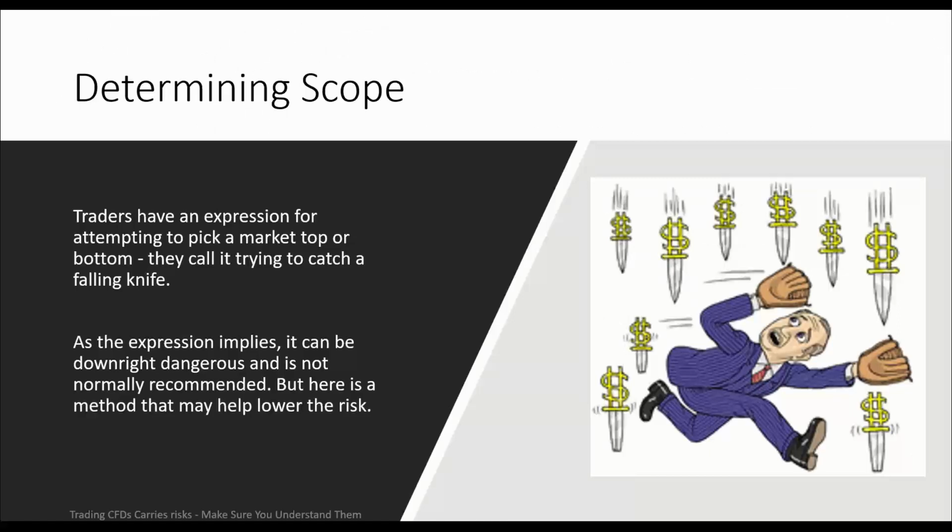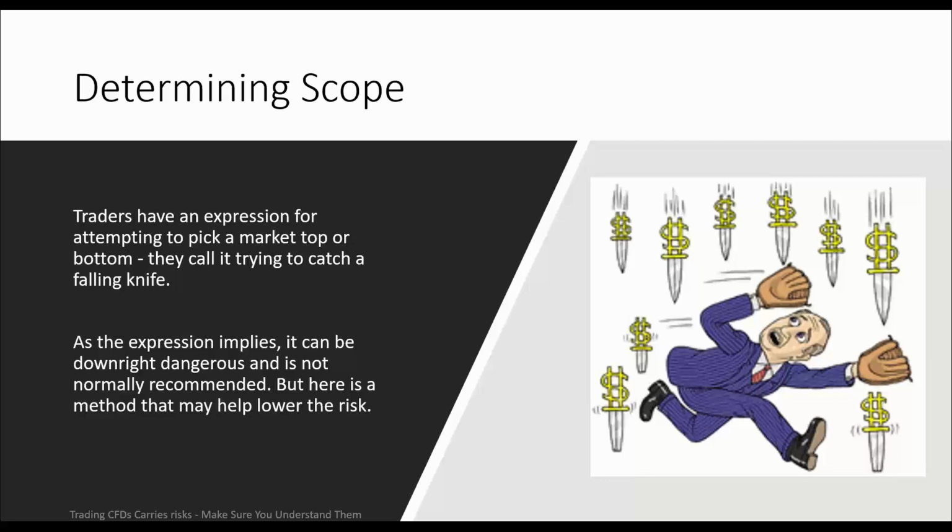Now, traders have an expression for attempting to pick a market top or bottom. They call it trying to catch a falling knife. Now, if you're trying to enter the market, you've got no stake in it yet. You're looking for an entry point. Well, you're never going to be able to find the lowest point in that retracement to enter. So you need to decide at what price you're willing to enter the market, because trying to catch right where that retracement ends, the lowest low or the highest high, you'll never make it. Okay. So as the expression implies, it can be downright dangerous and is not normally recommended.